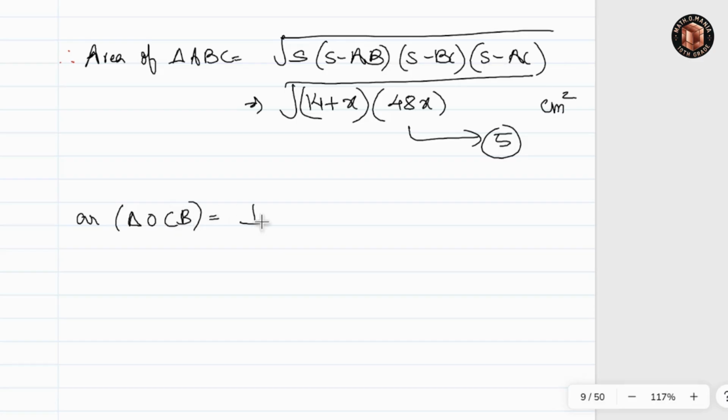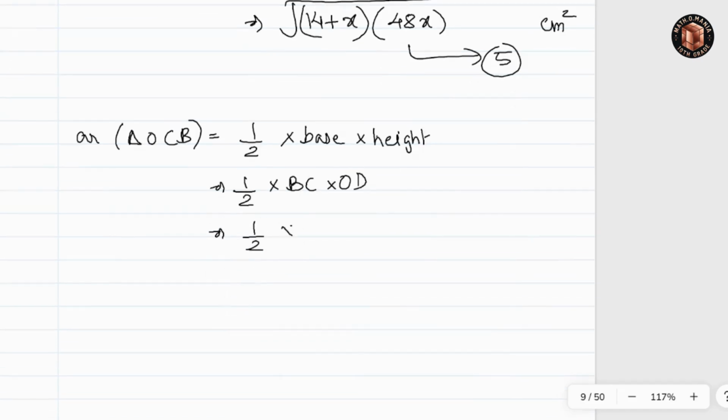which is equal to half into what? Base into altitude, right? Base into height or base into altitude. That means which is equal to what? Half into base BC into OD, which is equal to half into 14 into 14, which is equal to 28 centimeter square.